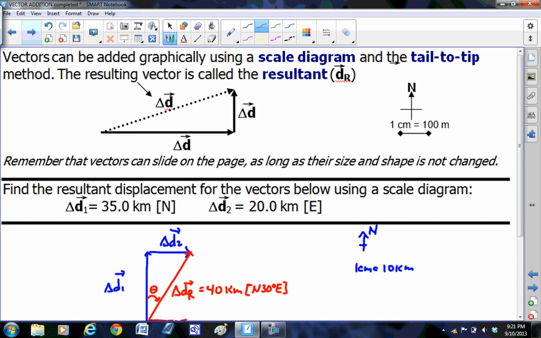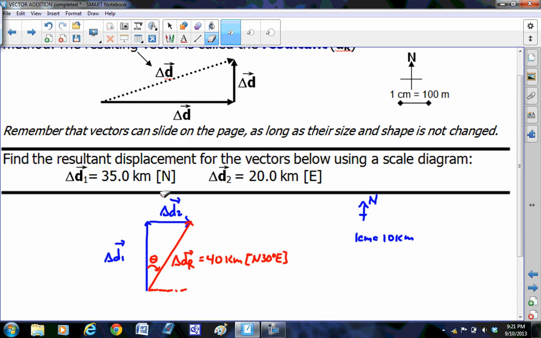So let's take a look at an example. What I can do is draw a diagram for these two vectors here. I've got this one vector, 35 kilometers north. According to my scale, this would be it over here. And my scale is 1 centimeter is 10 kilometers. So my vector here is 3.5 centimeters long. It's going to the north. And then this one here, the second part of the motion, was 20 kilometers east. So according to my scale, the line is 2 centimeters going this way towards the east.